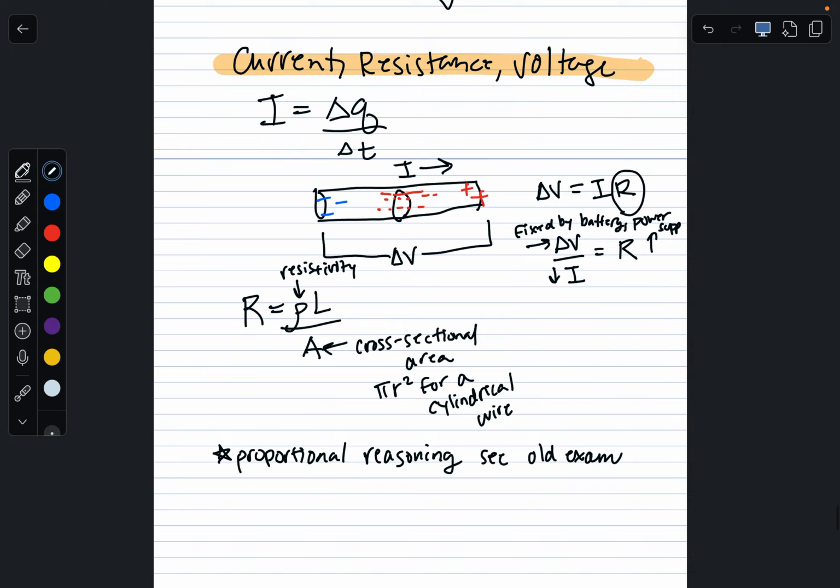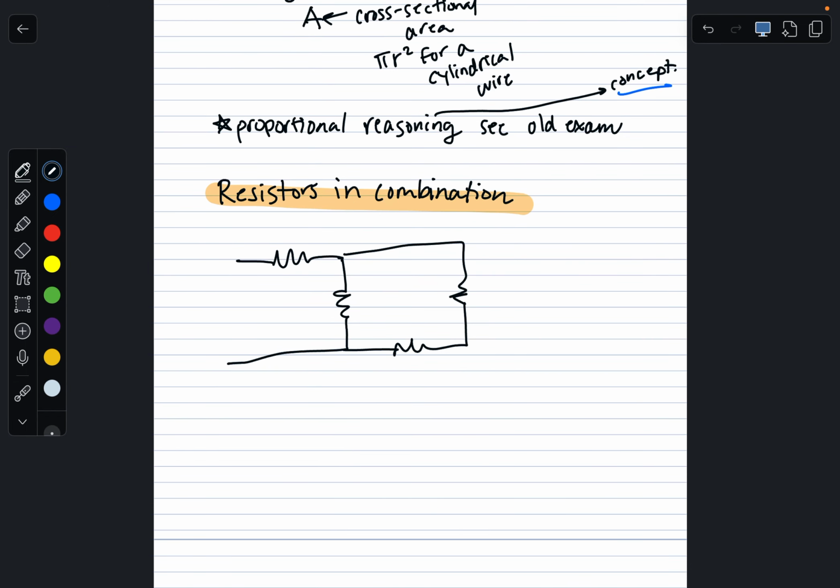So resistors in combination: you're going to follow the rules. You'll get a network of resistors, and you'll need to identify if they're in series or parallel. The rules for adding these are going to be opposite to capacitors. For resistors in series, you straight up add them, while for resistors in parallel, you add their inverses and then invert the result.